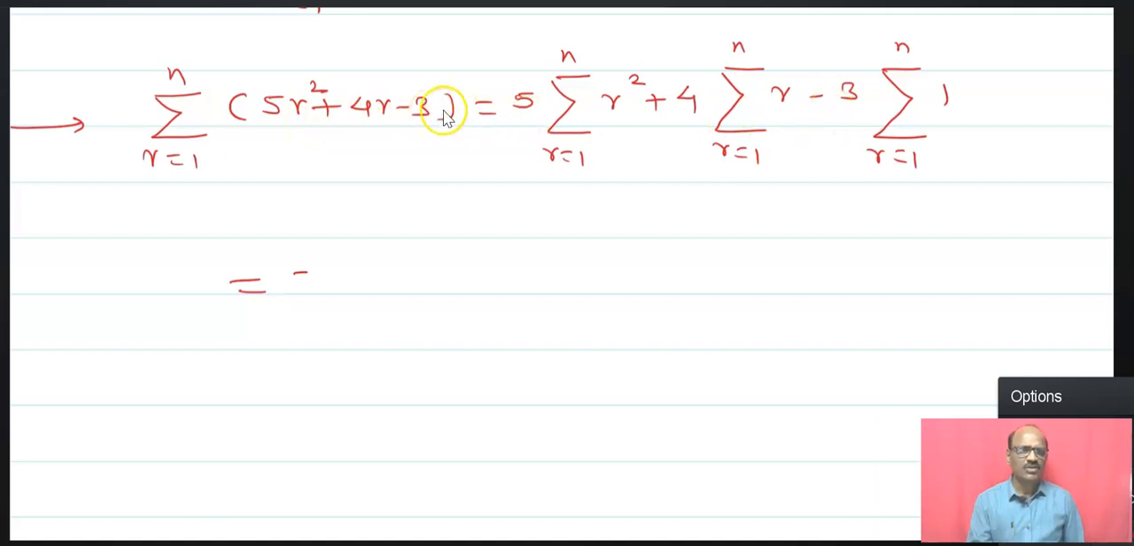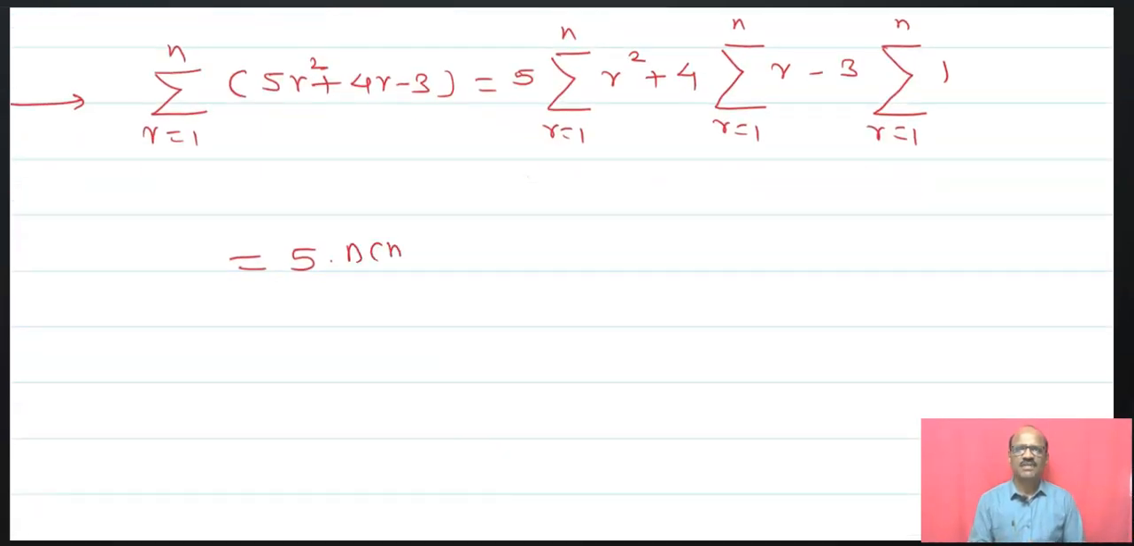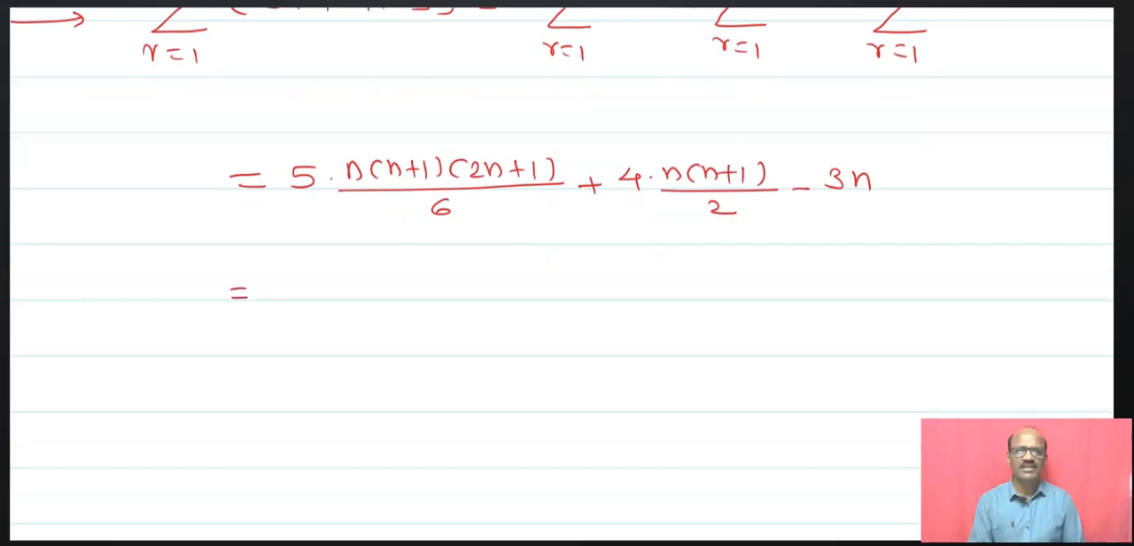That is, the constant 3 into 1, and the value of r square is n into n plus 1 into 2n plus 1 upon 6, and the value of r is n into n plus 1 upon 2, and the value of the sum of the constant term is n. Now see this, that is 5 into n into n plus 1 into 2n plus 1 upon 6 plus 4 into n into n plus 1 upon 2 minus 3n.